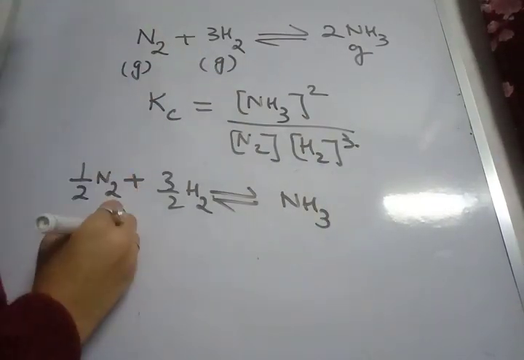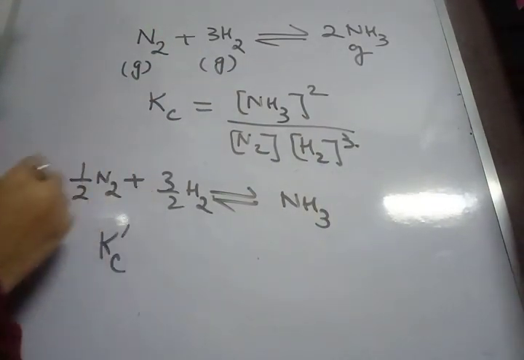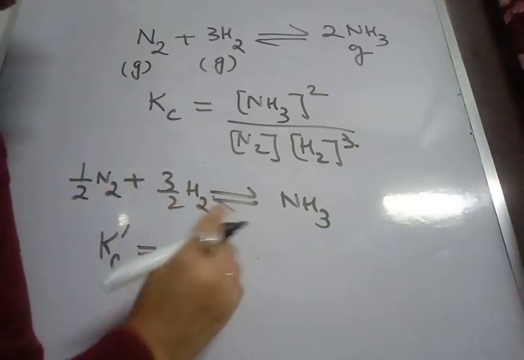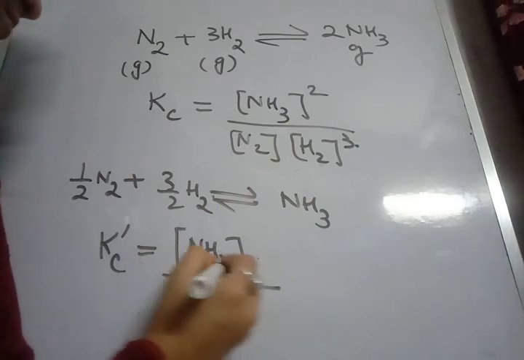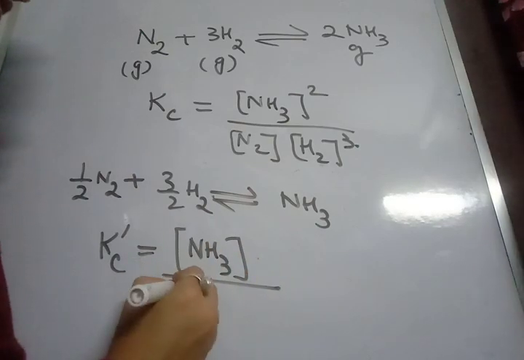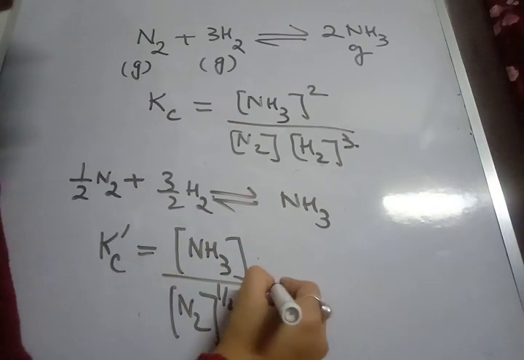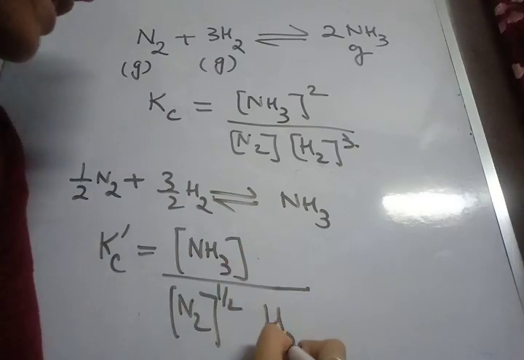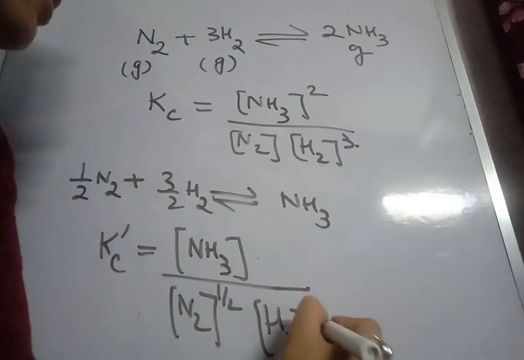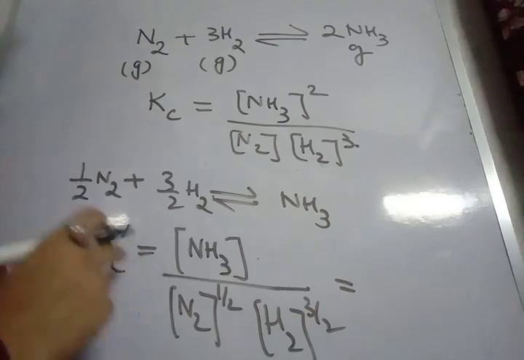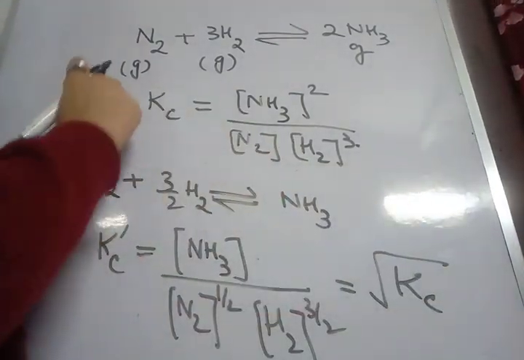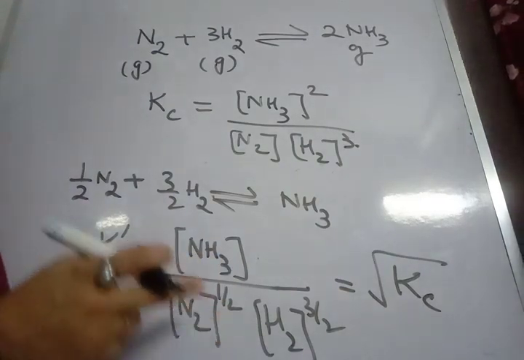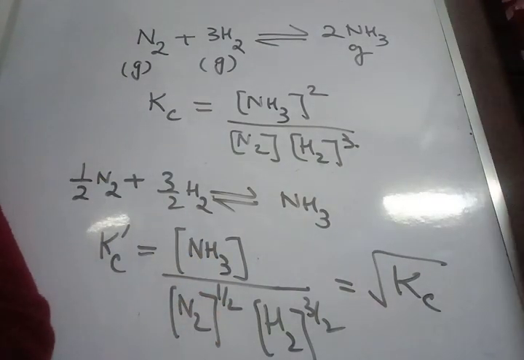Now for this, if I write Kc, now this is my Kc dashed. What do I get? This is NH3 over N2 concentration to the power half, and H2 concentration to the power 3 by 2. Now this particular thing is nothing but the square root of Kc. If I take the square root of this term, then only I get this particular expression.